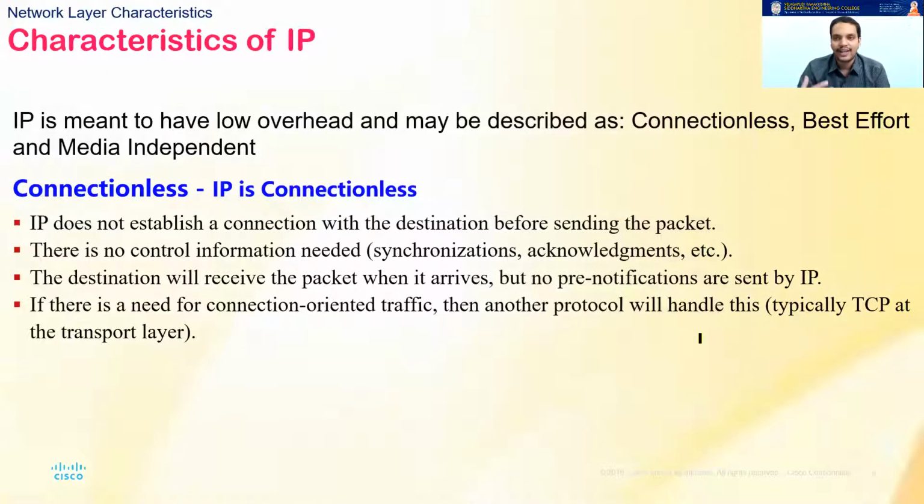Now, what are the different characteristics of this Internet Protocol, or IP? IP can be best described by using 3 terms. The first term is connectionless. The second term is best effort service. And the third one is media independent. Connectionless, the name itself is self-explanatory. It suggests that for IP communication, there is no need to establish a connection first before sending your packet. You can simply send the packet, leave it.